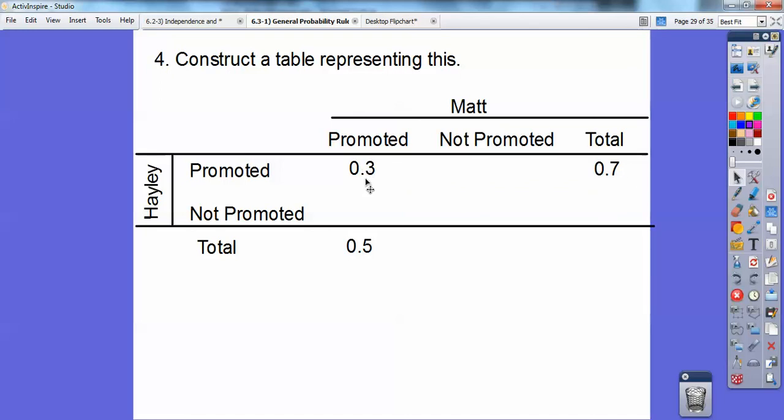Okay, well this is easy to think right here. 0.3 plus right here would be 0.2. And then right here, 0.3 plus 0.4 gets me that 0.7. And then remember right here is that complement that we did. Both of them not being promoted is that 0.1. And then once you know that, everything else falls into place.